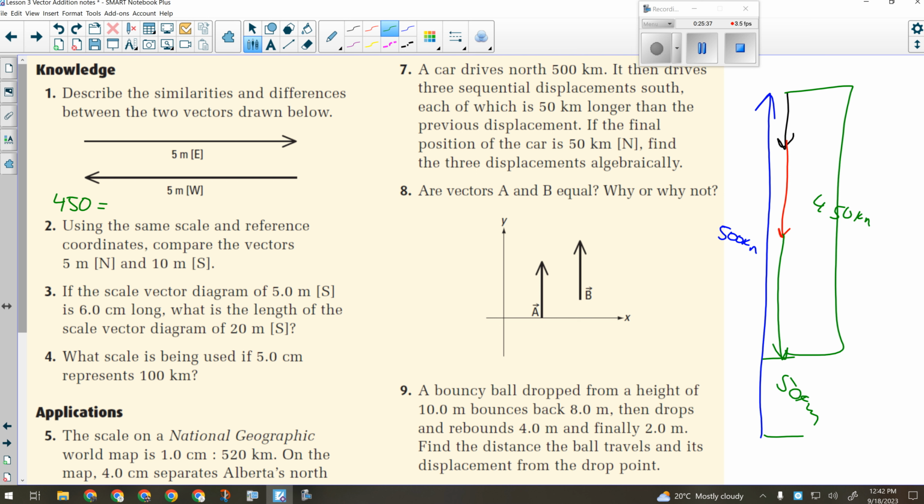450 equals x plus x plus 50. So here's my first vector, x. I don't know what it is, but I know the second one is that long plus another 50. Okay? And the next one is 50 kilometers longer than this one. So that would be plus x plus 100. Right? If the second one was 50 kilometers longer than the first, the third one is 100 kilometers longer than the first. Okay? So, can I isolate x?